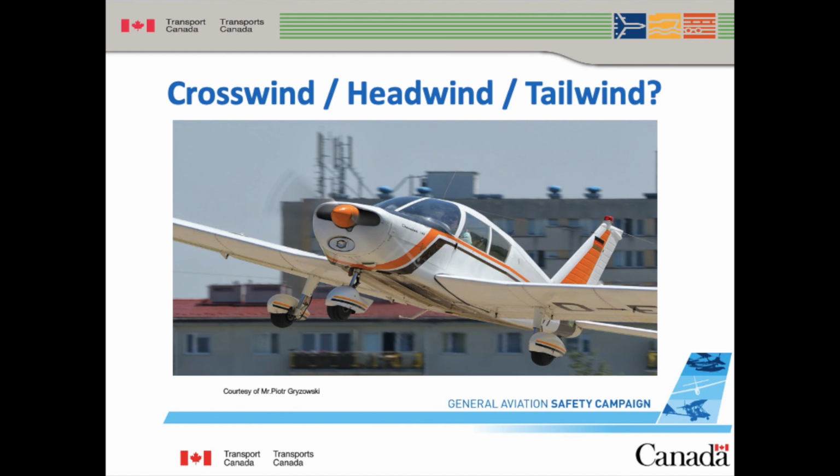Crosswind, headwind, tailwind. How good are you with your crosswind? How much can you take? Well, okay, where can you find the crosswind component chart? Because you're not given the crosswind component when somebody gives you the wind. You have to figure out what your crosswind is. In the CFS, there's a chart where you can calculate the crosswind.